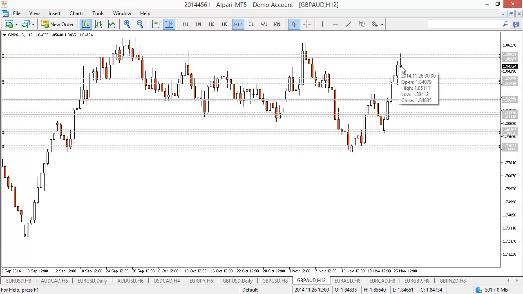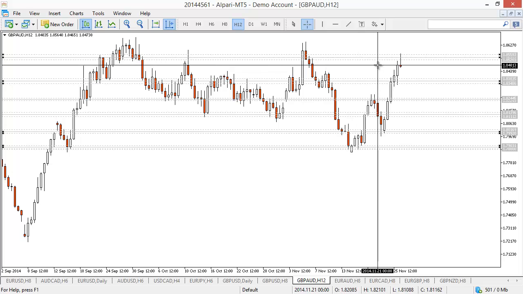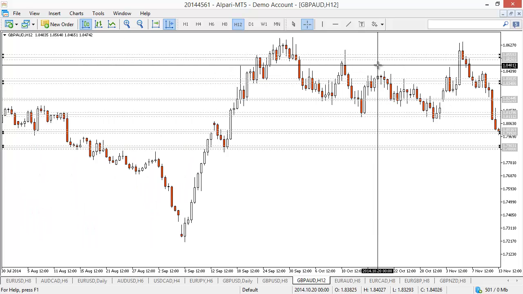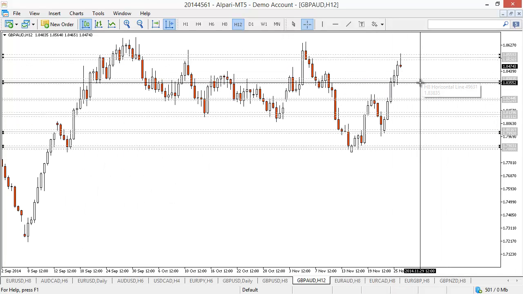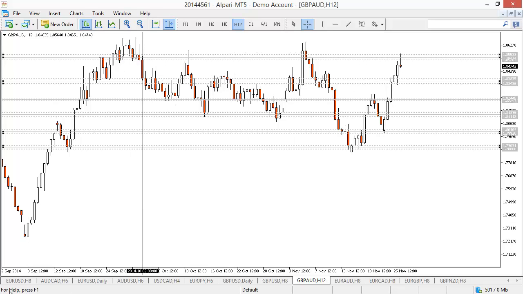The 12-hour has a big indecision candle, but still that wouldn't be a decent trade. There's no resistance there. It's too close to the support area here. I wouldn't trade that.